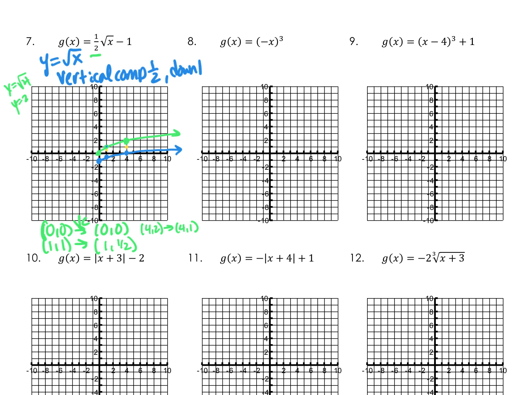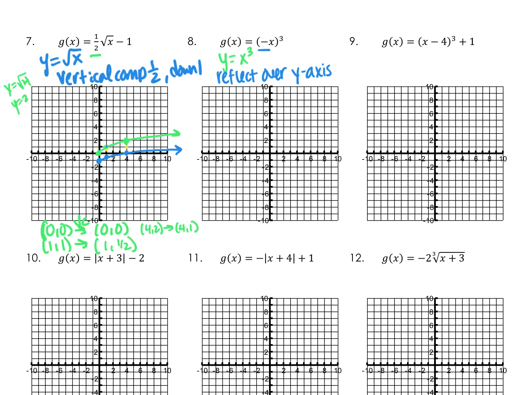All right, for number 8, our parent function is y equals x cubed now. And this is just going to be a reflection over the y-axis, because the negative is inside now, so it will change the x values, and so we will reflect over the y-axis. And that's the only transformation.